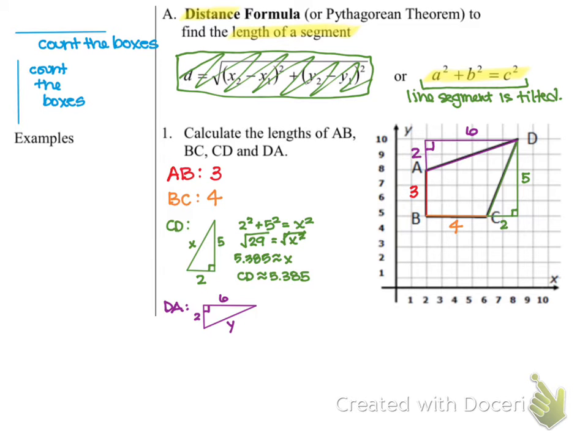So Pythagorean theorem: leg squared plus leg squared is equal to hypotenuse squared. If we type this in, I think this gives us 40 equals y squared. Square root, and the square and the square root cancel. When we square root 40, looks like we get 6.324 or 6.325.